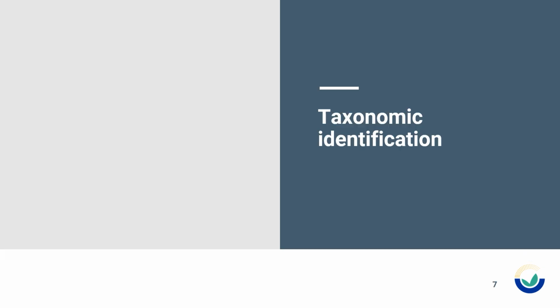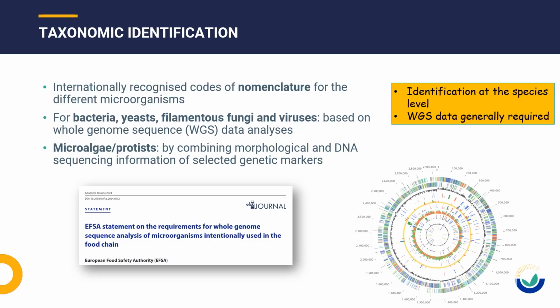The first aspect of the characterization is the taxonomic identification. The microorganisms under assessment should be in general identified at species level using internationally recognized codes of nomenclature and whole genome sequencing data analysis, except for microalgae and protists, for which a combination of morphological and DNA sequencing information of specific markers can be applied. The details on how to conduct and report the analysis for all taxonomic groups are established in the EFSA statement on the requirements for whole genome sequencing analysis that was published originally in 2021 and has been recently updated in 2024.